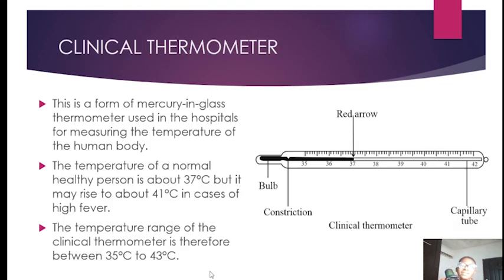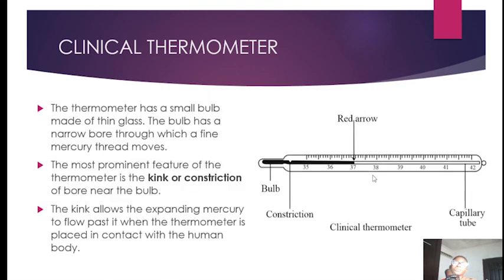So the clinical thermometer, this is a form of mercury in glass. So the thermometric liquid used is what? Mercury. So this is a form of mercury in glass thermometer used in the hospitals for measuring the temperature of the human body. The temperature of a normal healthy body is about 37 degrees Celsius, but it may rise to about 41 degrees Celsius in cases of high fever. The temperature range of the clinical thermometer is therefore between 35 degrees Celsius and 43 degrees Celsius.